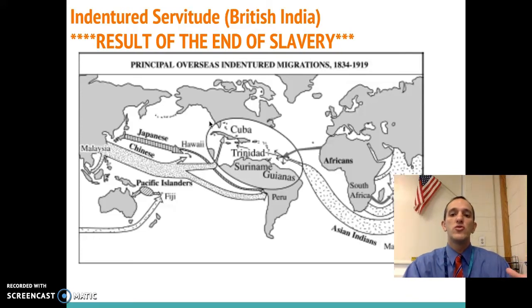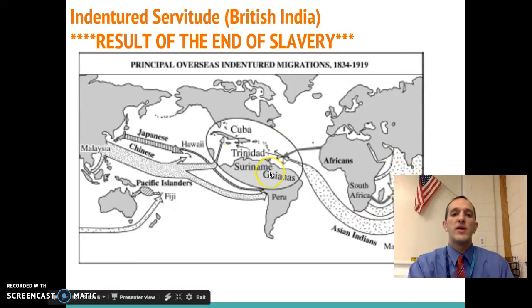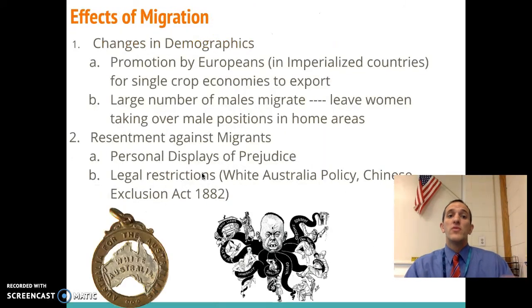But we see this huge migration of people from South Asia and from China traveling all over. Also, the effects of all this. So all this migration of people, there's going to be this change in demographics. Really, it's going to be promoted by Europeans, and it's going to be promoted in imperialized countries. So we're going to see a lot, for example, in British India, a lot in China, these areas that took over. So we're going to see these changes in demographics.